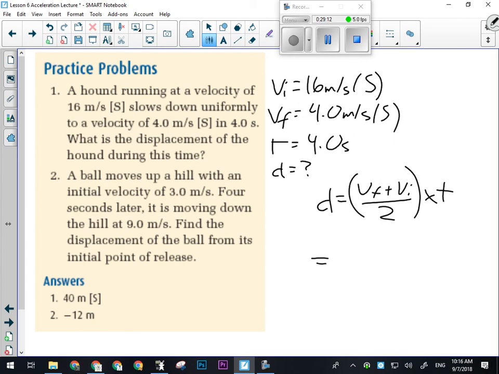So we have 4 plus 16, sorry, over 2, not over 4, times 4. Okay, so 4 plus 16 is 20, divided by 2 is 10, 10 times 4, the displacement is 40 meters south.